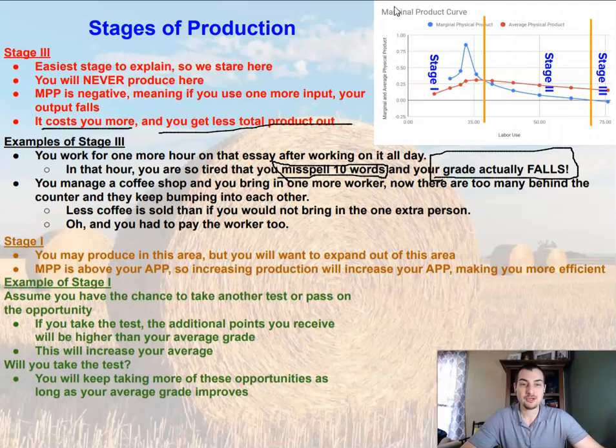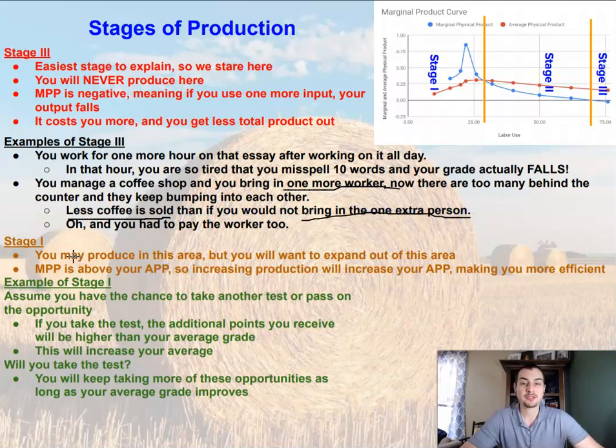So let's bring it back to a business standpoint. Let's say that you manage a coffee shop and you bring in one more worker. Now there are too many workers behind the counter and they keep bumping into each other. So guess what? Less coffee is actually sold, less coffee is made, less coffee is sold than if you would not have brought in that one extra person. Oh, and guess what? You have to pay that worker too. So you essentially have to pay that worker in that coffee shop to produce less coffee. You're not going to do that. It makes no sense whatsoever.